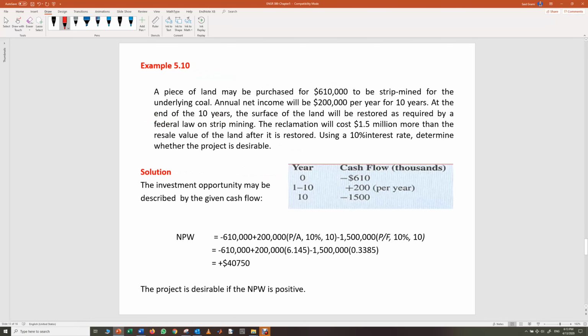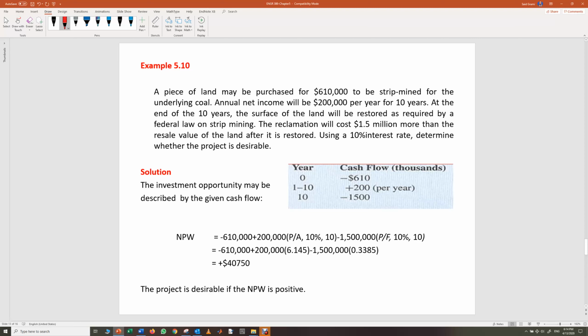Another example. A piece of land may be purchased for $610,000 to be strip mined for the underlying coal. Annual net income will be $200,000 per year for 10 years. At the end of 10 years, the surface of the land will be restored as required by federal law on strip mining. The reclamation will cost $1.5 million, more than the resale value of the land after it is restored. Using a 10% interest rate, determine whether the project is desirable.